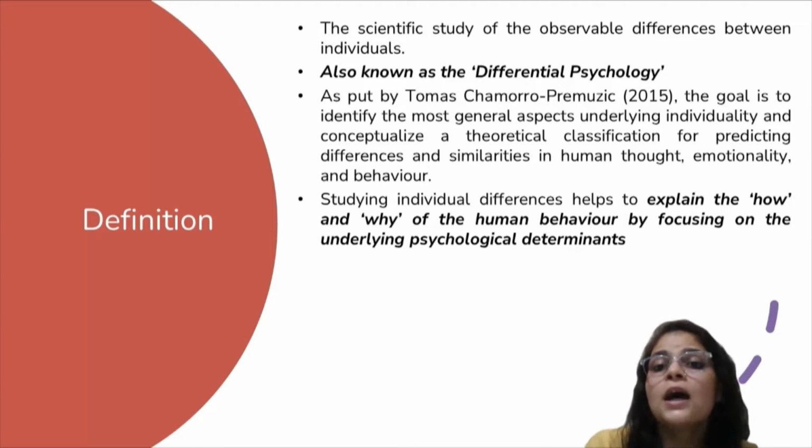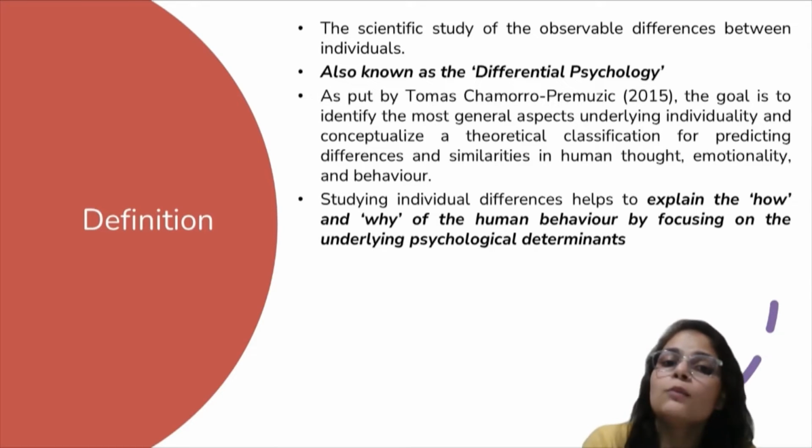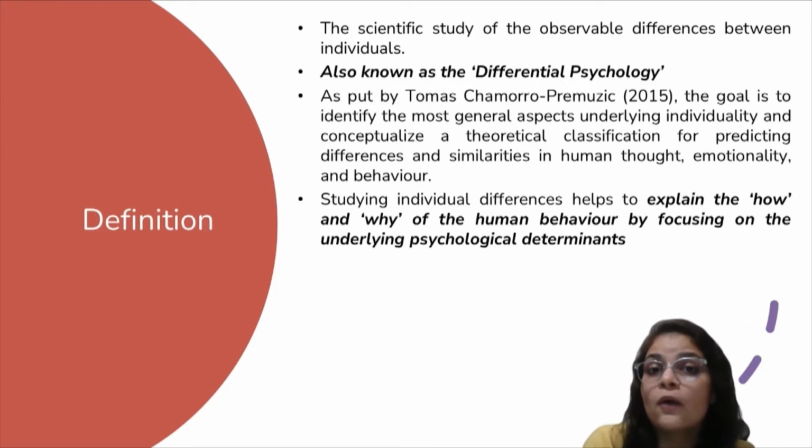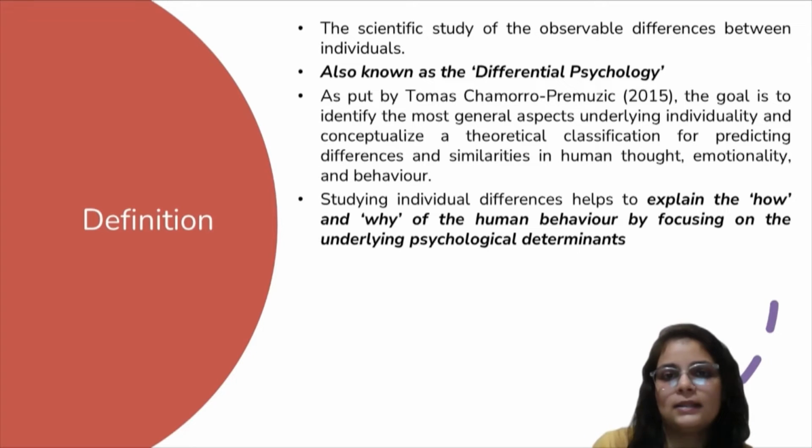As put by Thomas Chamorro-Premuzic in 2015, the goal of individual differences is to identify the most general aspects that underlie one's individuality, and also to help the psychologist conceptualize a theoretical classification in order to predict differences and similarities in human thought, emotionality, and behavior. Studying individual differences helps one answer the questions of how and why of human behavior. How does one do that? By focusing on the underlying psychological determinants.